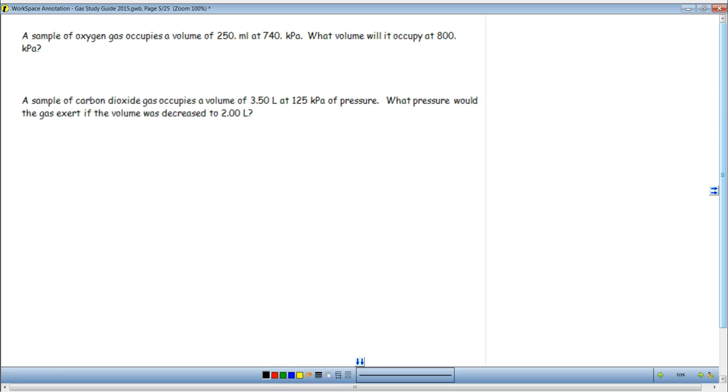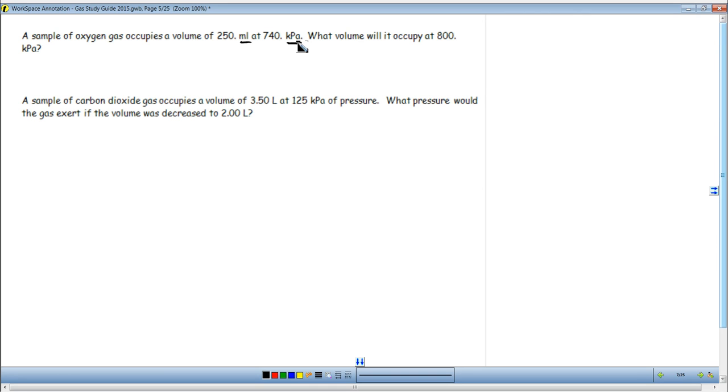Look at the data that's given in the problem. A sample of oxygen gas occupies a volume of 250 milliliters at 740 kPa. That stands for kilopascal, which is a unit of pressure. What volume will the gas occupy at 800 kPa? So I would suggest looking at the units that are used in this data set. For example, I have volume in milliliters, and then I have a pressure in kilopascal.